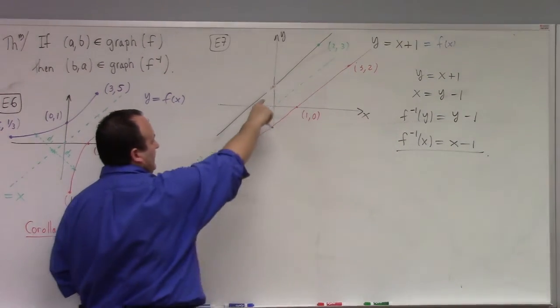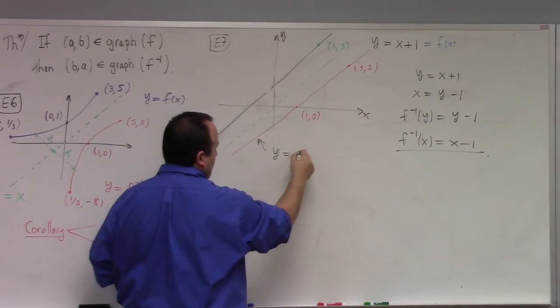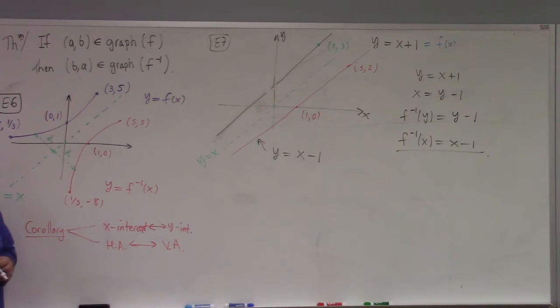So, yeah, this red line here would be y equals x minus 1, right? That would be the formula for that. So it makes sense. I think for this one, I don't know. I always prefer finding the formula as opposed to the graphical method.